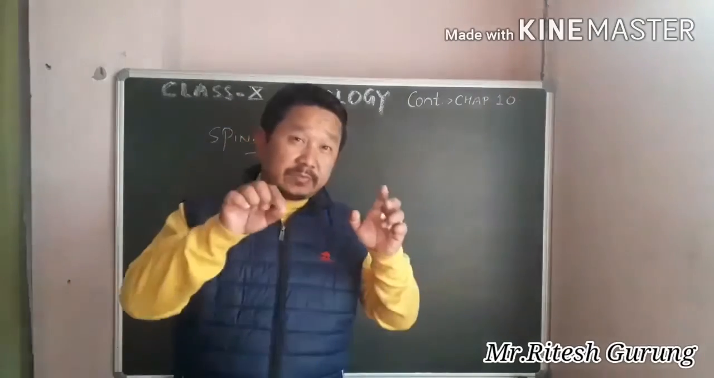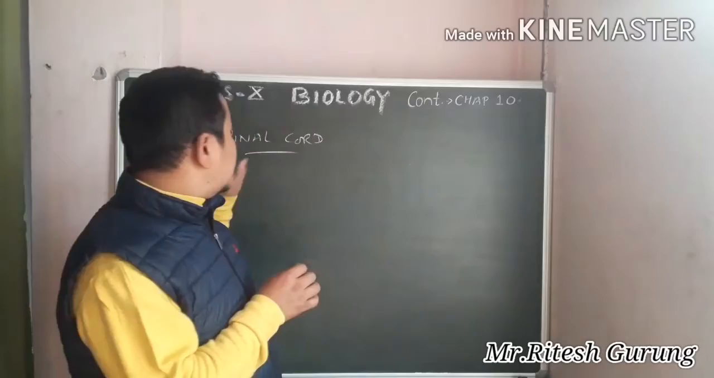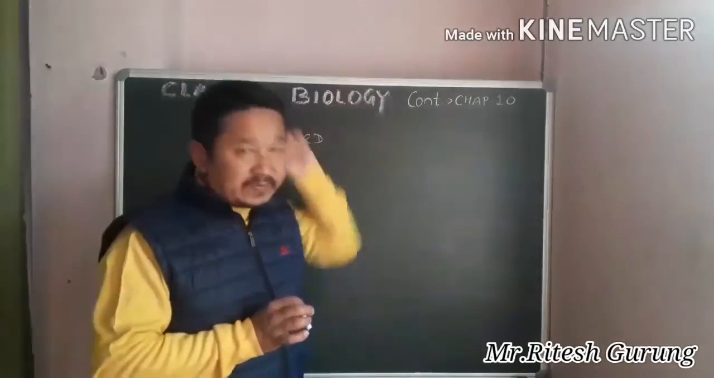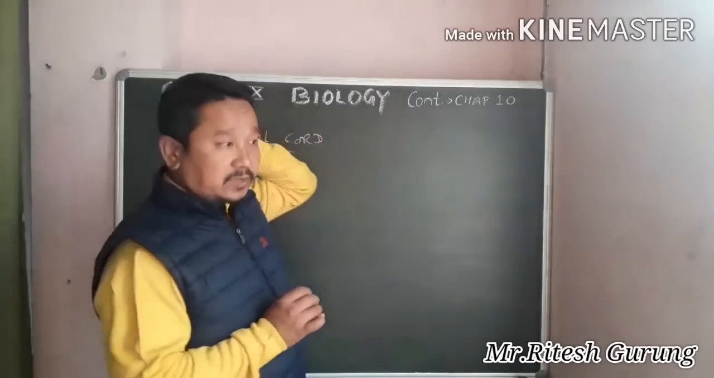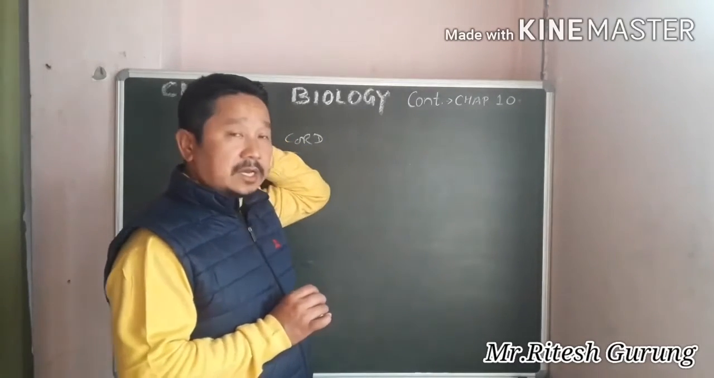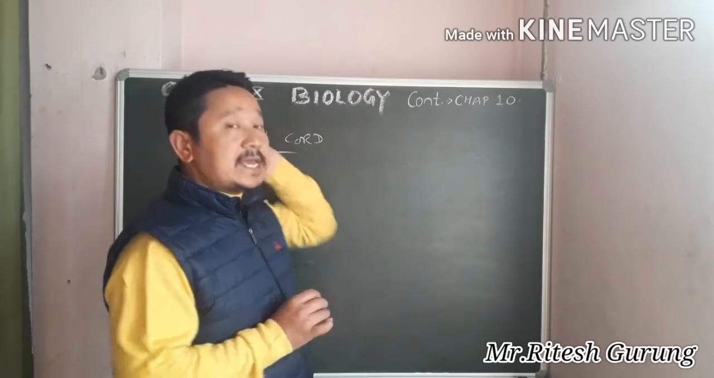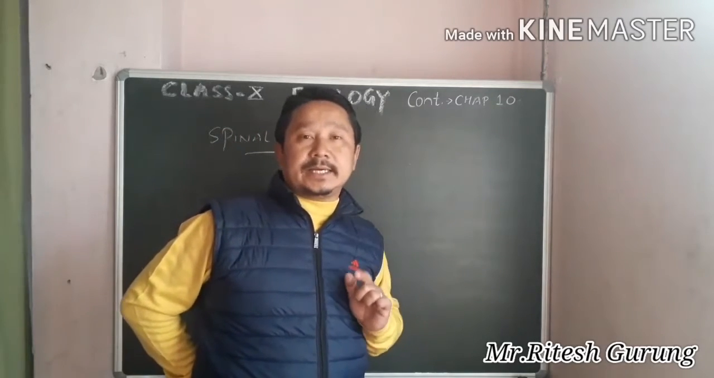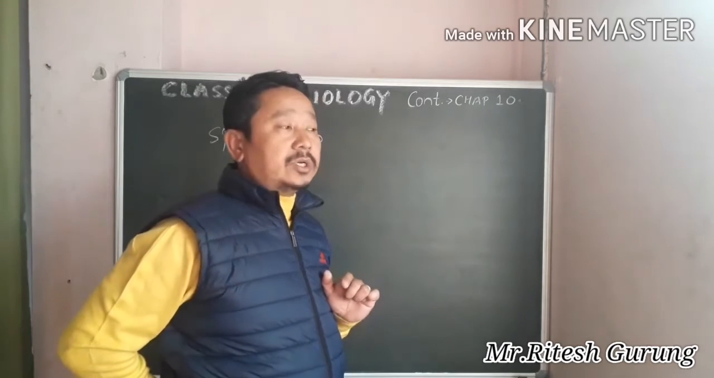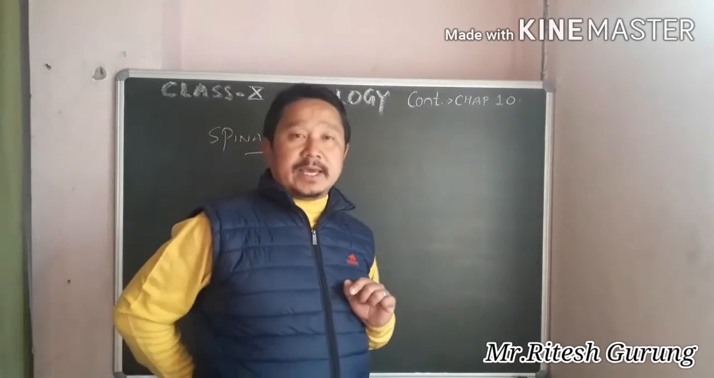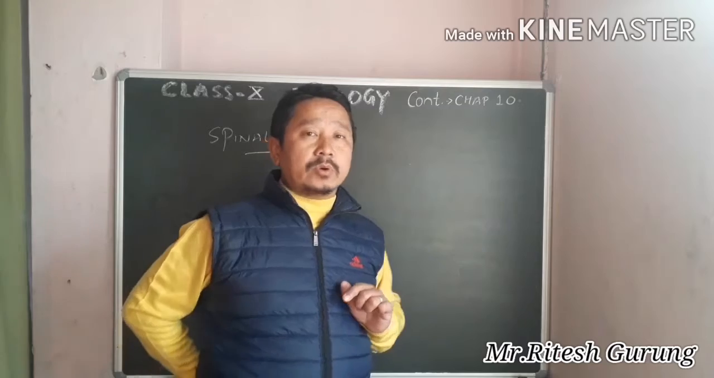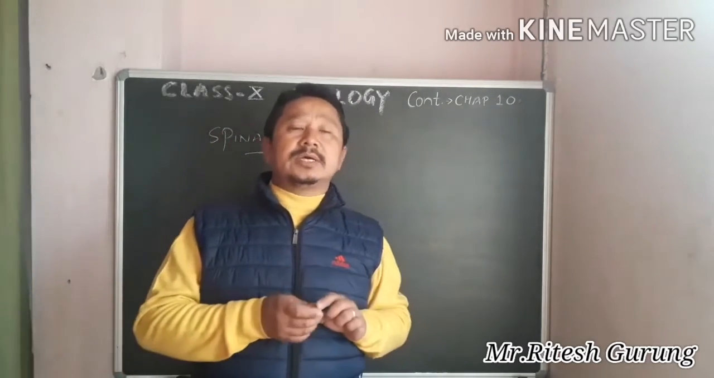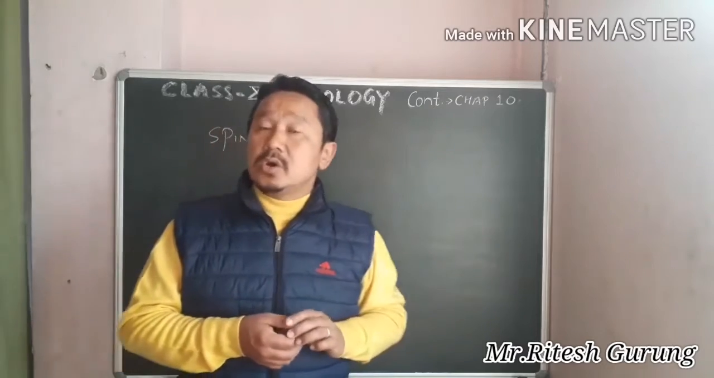As far as your spinal cord is concerned, what I have to tell you is that the spinal cord originates from, or continues from, the medulla oblongata and extends up to, or ends at, the second lumbar vertebra at the back. Here you find both the gray matter and the white matter.